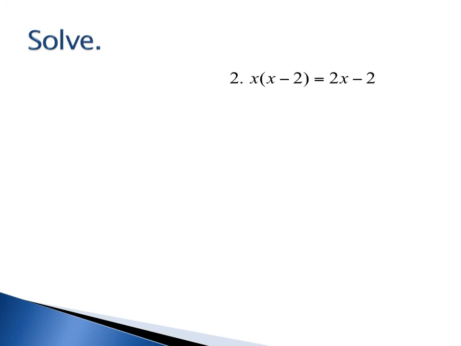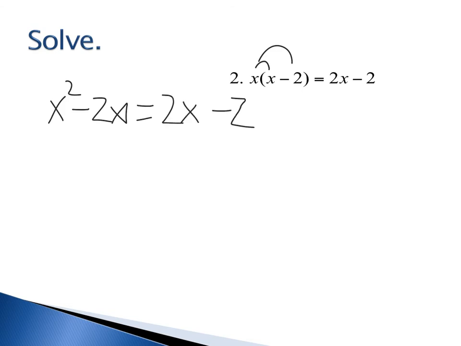Right, now for this one, a little bit trickier. I can't solve it yet because I don't have an x squared, but if I distribute, that's going to leave me with x squared minus 2x equals 2x minus 2. Now let's go ahead and get everything over to one side. So I have x squared. I'll subtract this 2x over here, so I'm left with negative 4x. And I'll add the 2 over, so plus 2 equals 0.